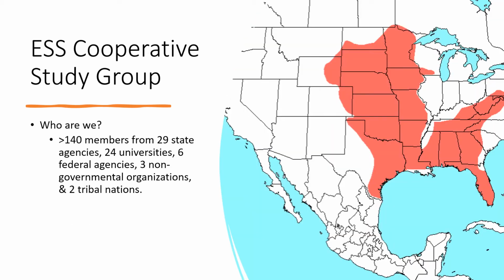So who are we as a group? Well, at last count, we had over 140 members, and they're from all states throughout the Eastern Spotted Skunk distribution. We have a representative in each state at least. This includes 29 state agencies, 24 universities, 6 federal agencies, 3 non-government organizations, and even 2 tribal nations.